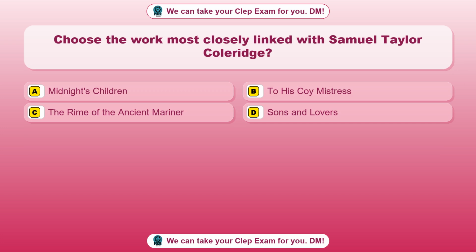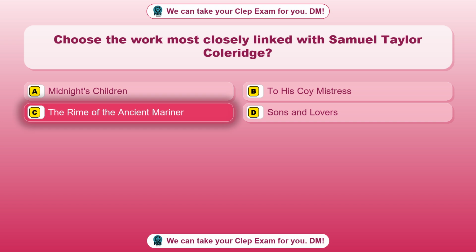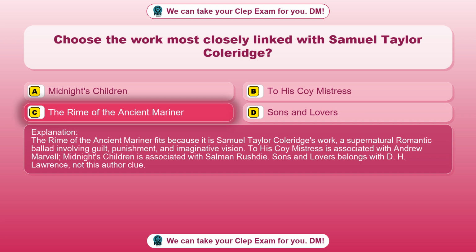Question 98. Choose the work most closely linked with Samuel Taylor Coleridge. Option A, Midnight's Children. Option B, To His Coy Mistress. Option C, The Rime of the Ancient Mariner. Option D, Sons and Lovers. The correct answer is option C, The Rime of the Ancient Mariner. The Rime of the Ancient Mariner fits because it is Samuel Taylor Coleridge's work, a supernatural romantic ballad involving guilt, punishment, and imaginative vision. To His Coy Mistress is associated with Andrew Marvell, Midnight's Children is associated with Salman Rushdie. Sons and Lovers belongs with D.H. Lawrence, not this author clue.